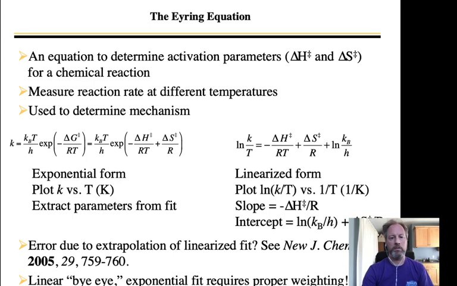When I learned to do the Eyring equation, people always used to say, oh, there's an error because you have to extrapolate this linear fit a long way to get to the origin, and so therefore the delta S of activation isn't known as accurately as the delta H of activation. This is not true. Take a look at this article. There's a link posted from one of the resource pages before spring break. So if you're interested in seeing why that isn't true, you can take a look at that article.